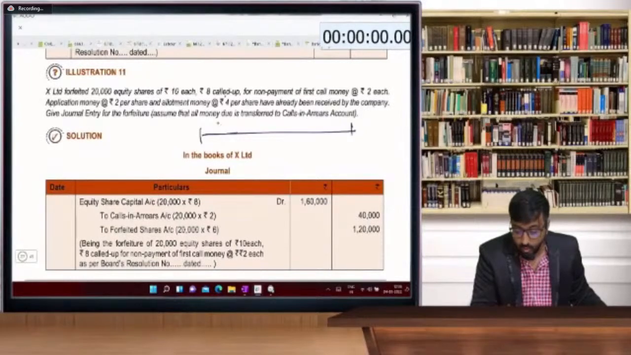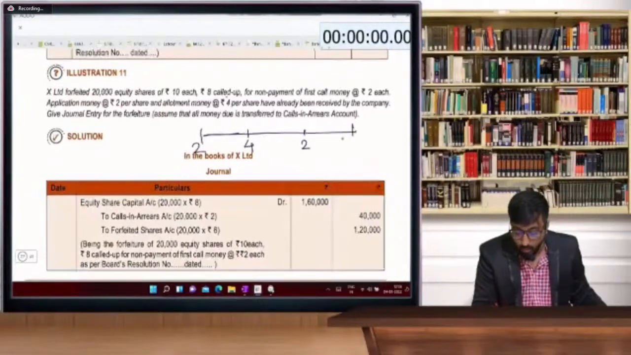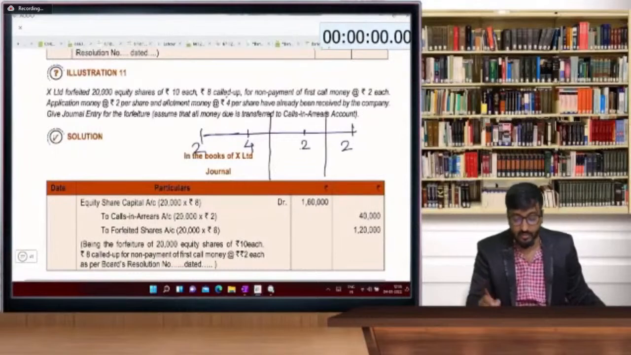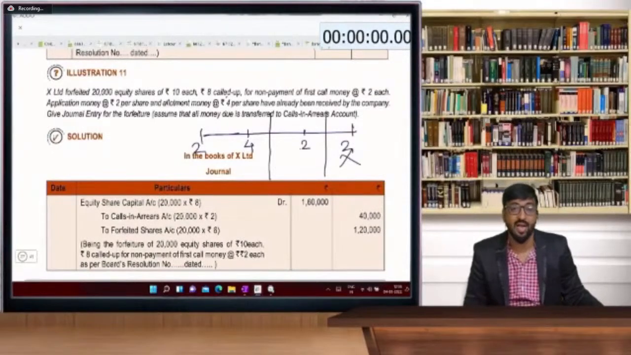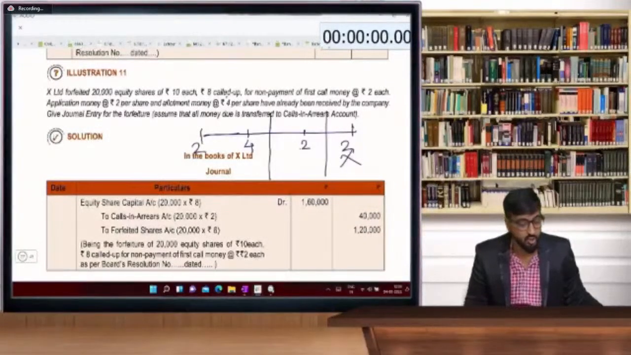8 called up, non-payment of first call, that is 2. Application 2 and allotment 4. So 2 plus 4, 6 plus 2, 8. And which is not paid, beta. So this is the diagram. Yes, 2 rupees ignore because the last call is not asked. So what is the entry? Think for one share. Chalo.